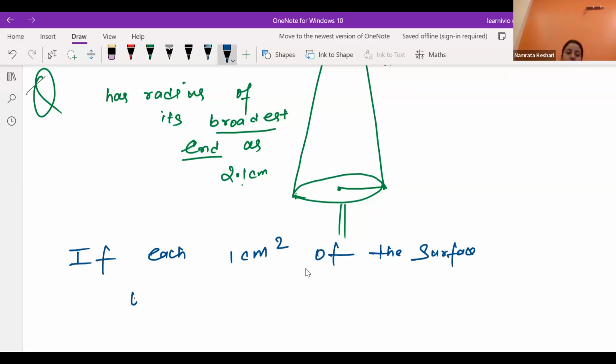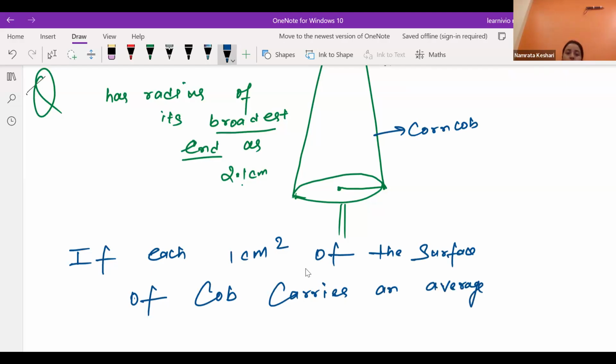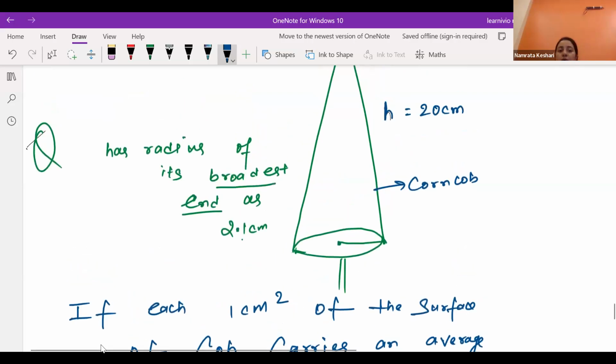of the cob. Cob means this part, okay? This corn cob, we are calling it corn cob. So it carries an average of 4 grains. Find how many grains you would find in the entire cob.